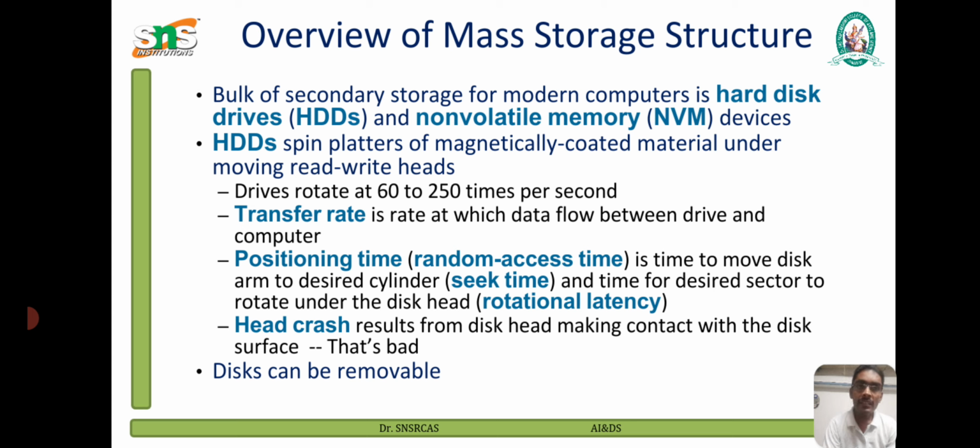The transfer rate is the data flow between the drive and the computer. Positioning time is like a random access time, which is the time to move the disk arm to the desired cylinder plus the time for the desired sector to rotate under the disk head. A head crash results from the disk head making contact with the disk surface, which is the cylinder surface area. And basically in hard disk drives the disks may be removable.